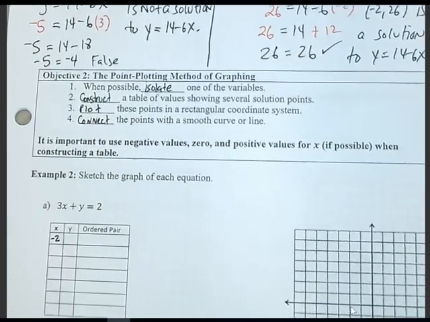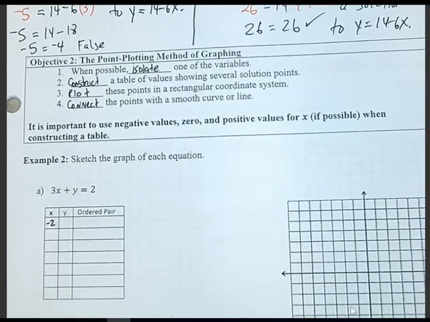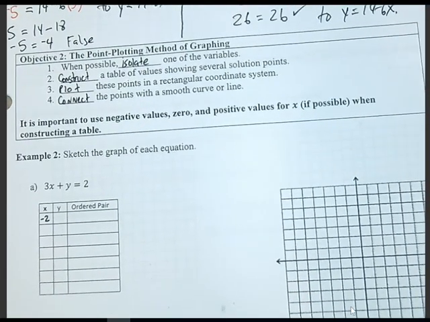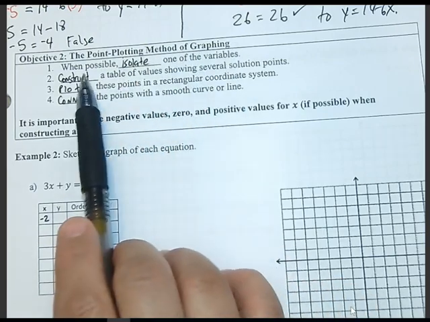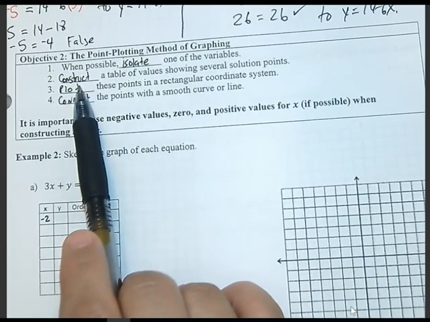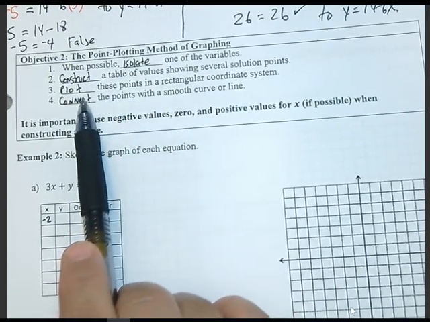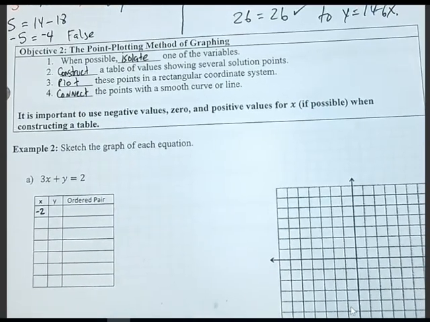One of the things that we'll be doing a lot this semester is graphing. So I'm going to show you one method of graphing, and then throughout the semester, you'll learn new methods, which you can then decide which method is best for you. This one's called the point plotting method. When possible, you want to isolate one of the variables, construct a table, plot these points and then connect the points. It's important that you use negative values, 0, and positive values.